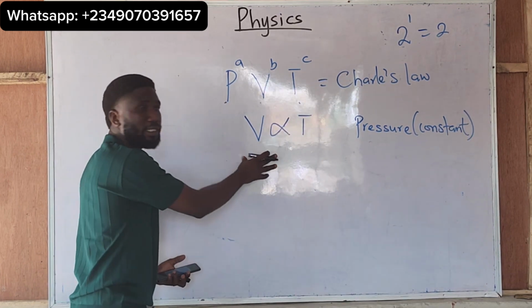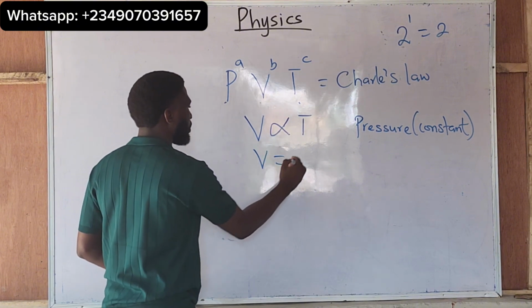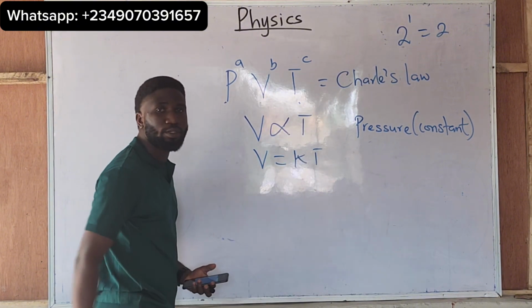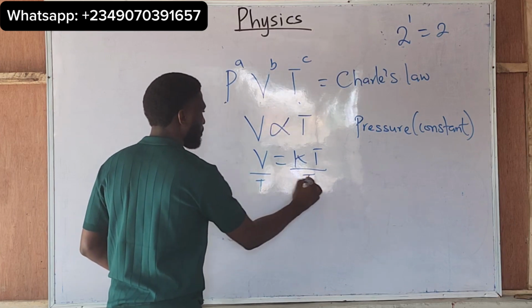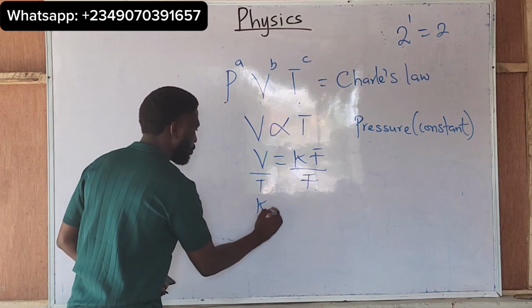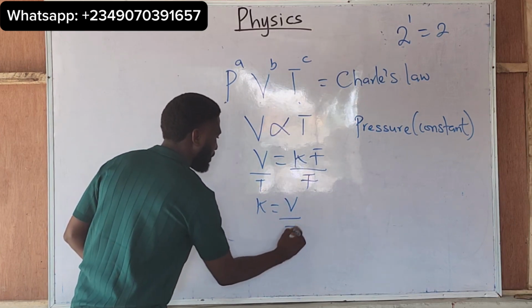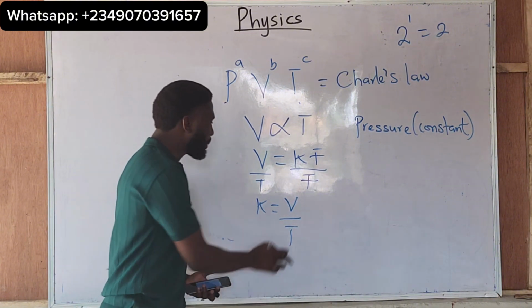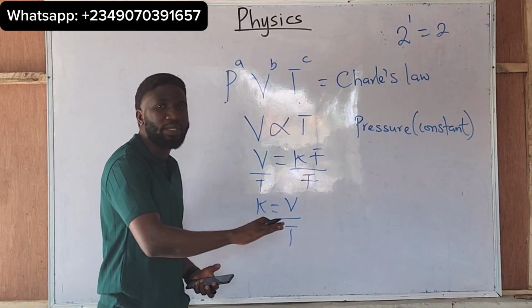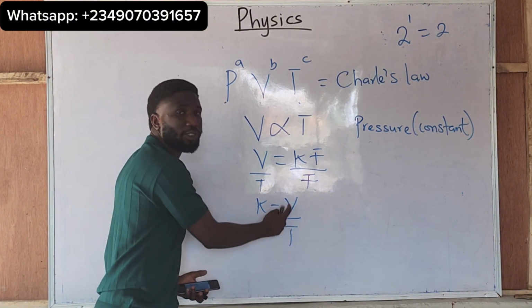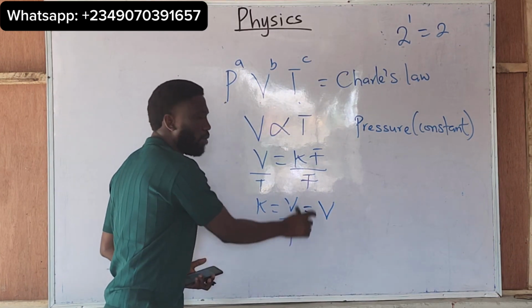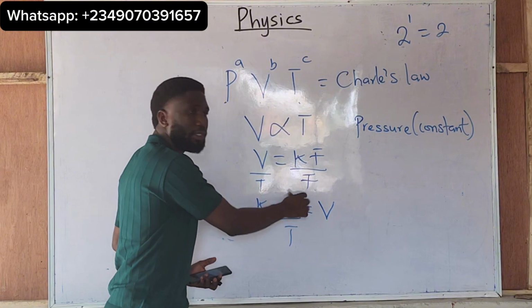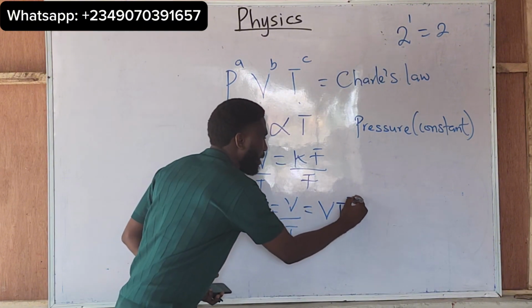So let's express this. This will be V equals KT. So looking for K, divide both sides by T. So we have K to be V over T. But I have to change this to be in linear form. I don't want it to be in the form of a fraction. So this will be V, and where we have T, we are going to have it to be T raised to the power minus 1.